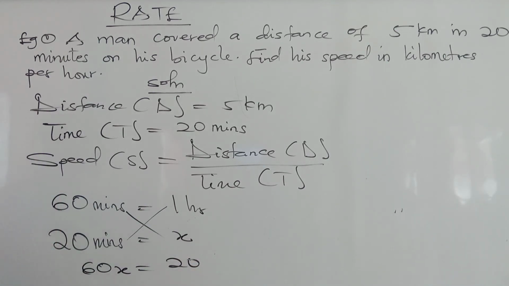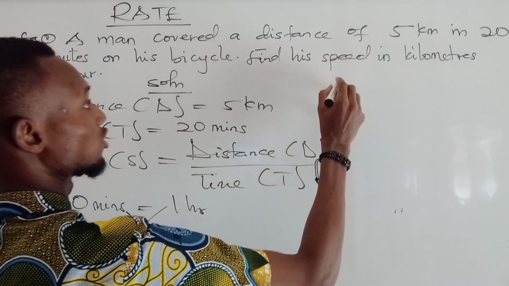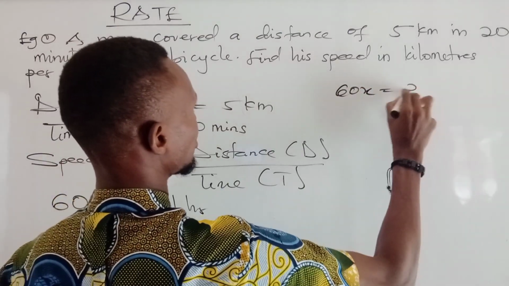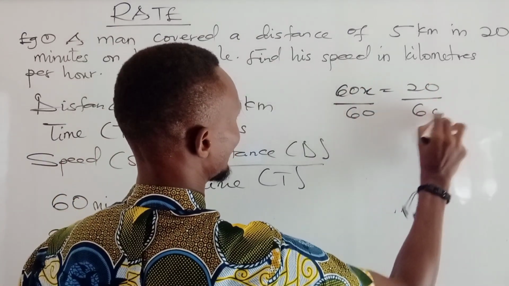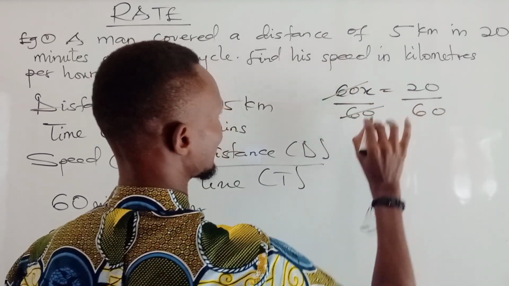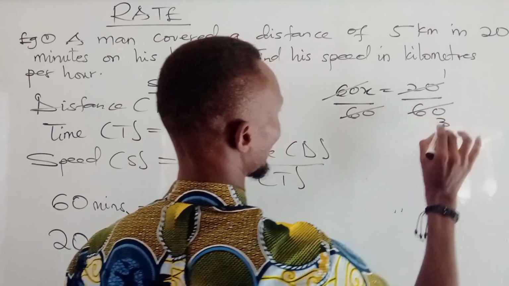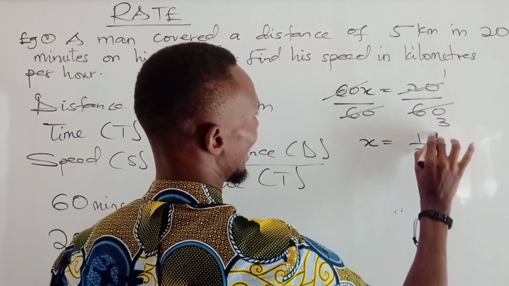And for us to get the value for s, we divide through by 60. I hope you understand and you agree with me up to this point. So let me continue from here. I have my 60s equals 20. Divide here by 60, divide here also by 60, so that this and this cancel. 20 goes here 1 and goes here 3. So I have my s equals 1 over 3 hours.